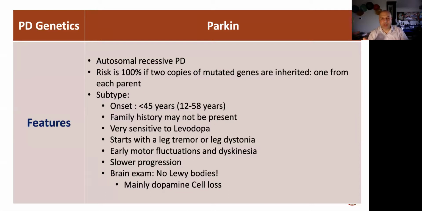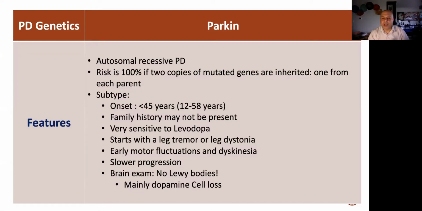And there is a reason for that: the pathology is primarily in the substantia nigra, where you're losing dopamine cells, and it's not widespread. Very commonly, Parkin mutations start with a leg tremor and leg dystonia, which is not common in sporadic Parkinson's. Usually it's the arm presentation. And because they are so sensitive to levodopa, they can have early motor fluctuations and dyskinesias even with small doses of levodopa. That's important to know if someone has a Parkin mutation, that I'm not going to give them large doses of medication because they might develop early motor fluctuations and dyskinesias.